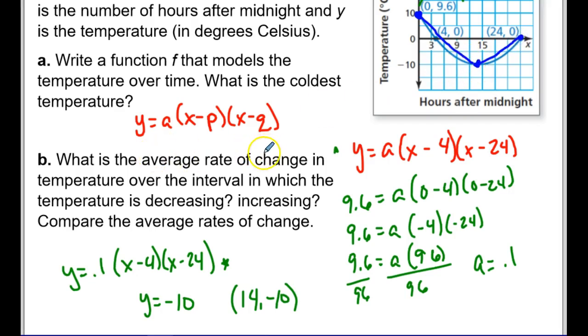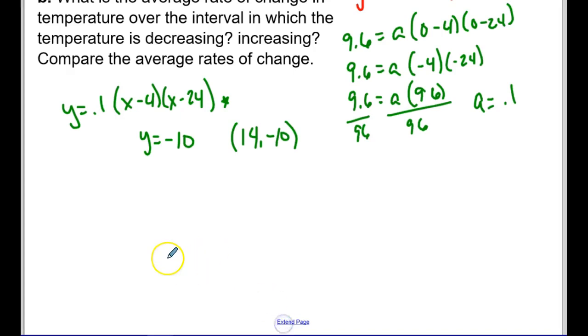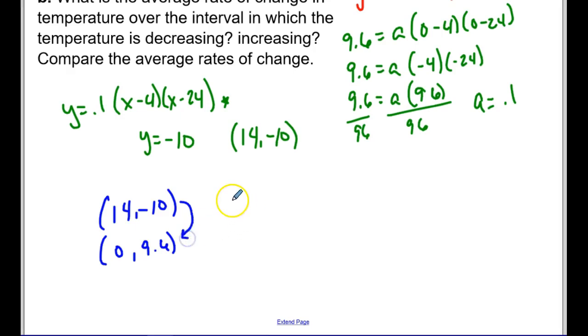So I'm asked, what is the average rate of change in temperature over the interval in which the temperature is decreasing? So you'll see I have my 2 points, and I found my vertex, which was at 14, negative 10. So now that I have those points, I can go ahead and find my average rate of change. So I know I'm dealing with my vertex, which was 14, negative 10, and I'm also dealing with that first point, which was 0, 9.6. So now I can find my average rate of change, and to do that I just find the slope. So I know to get from a negative 10 to 9.6, I have to go up 19.6. To get from 14 to 0, I go down 14.